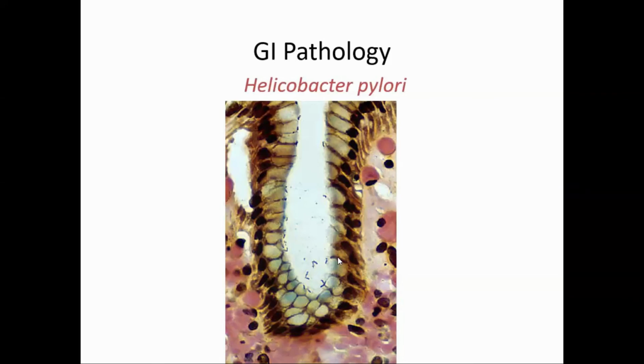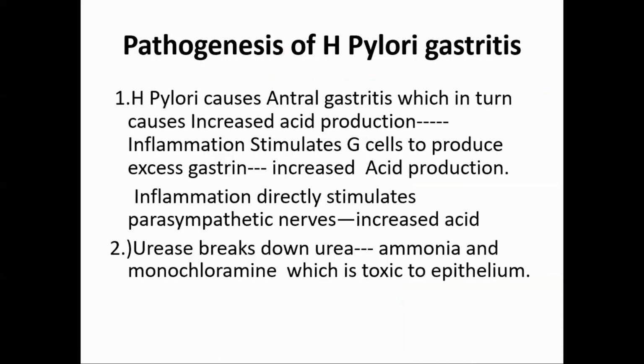So H. pylori causes antral gastritis. That I told you, the vacuolating toxin leads to antral gastritis, which in turn causes increased acid production. Inflammation stimulates the G cell, the gastrin-producing cell, to produce excess gastrin and increase acid production. Inflammation, that is gastritis, will also stimulate the parasympathetic nerve and increase acid secretion.